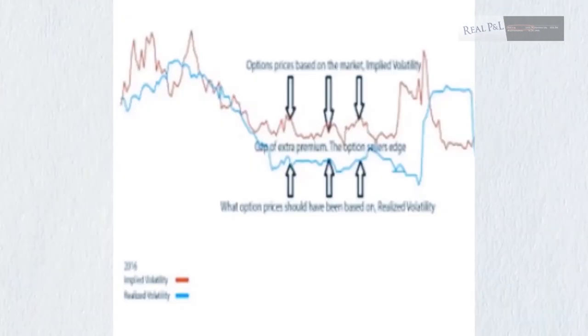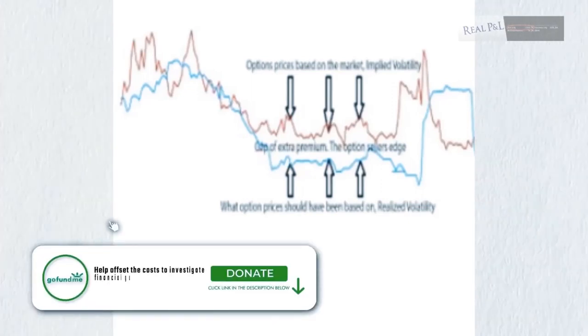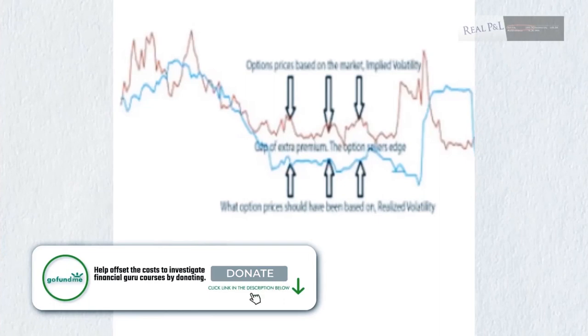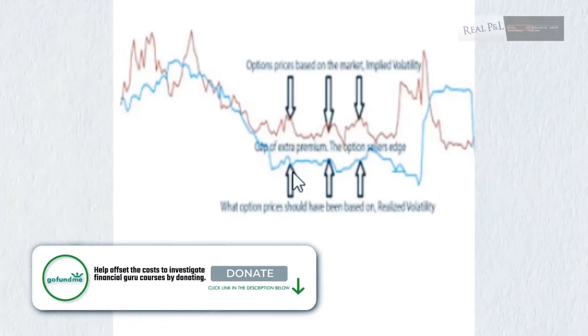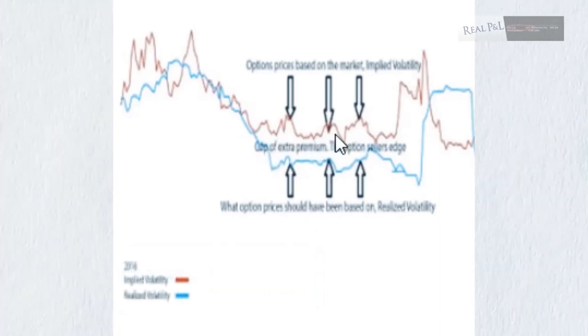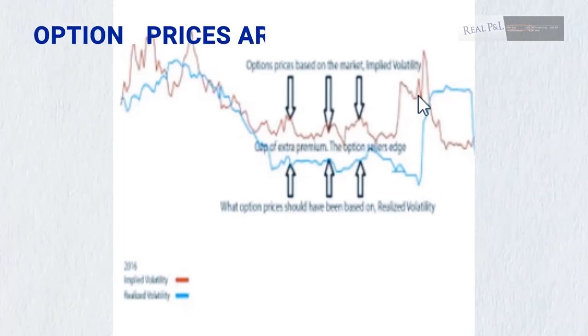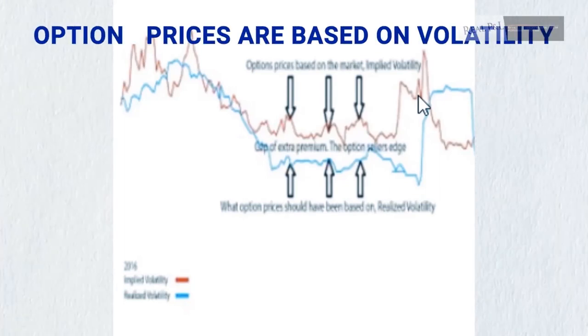The opportunity that provides edge with options is selling option premium. And you can see here, the reason is because it's the difference between the implied volatility and the realized volatility. So this red line here is the implied volatility. It's the volatility priced in the market that people think is going to happen. It's implied. But in reality, this is the blue line. This is what really happens.